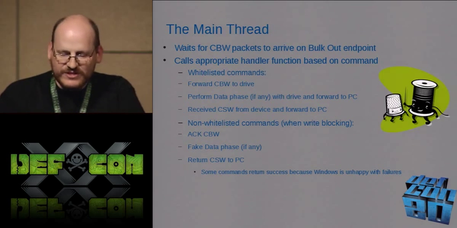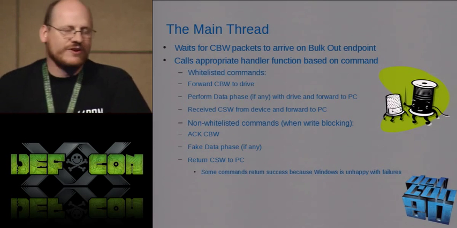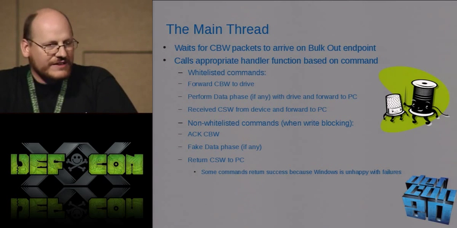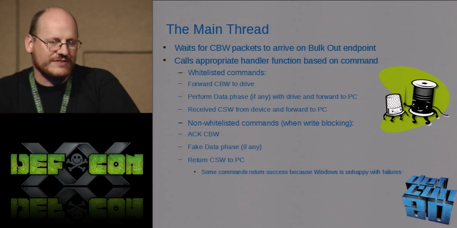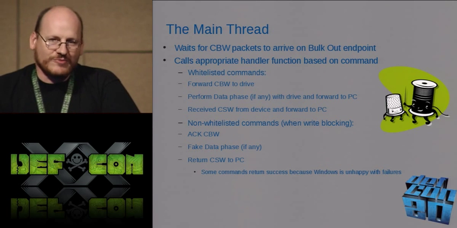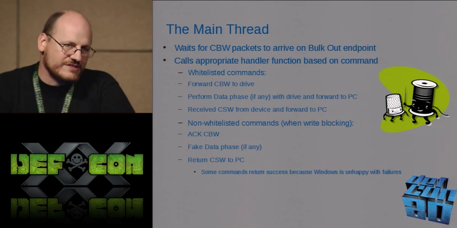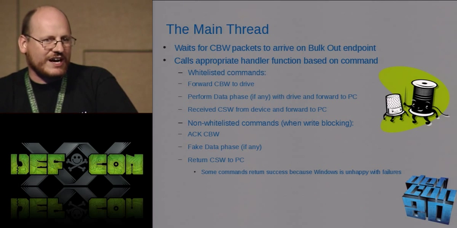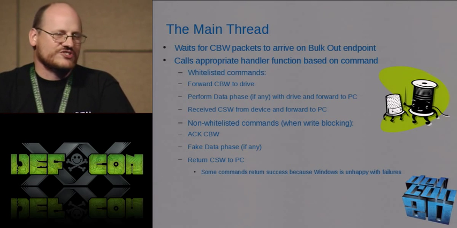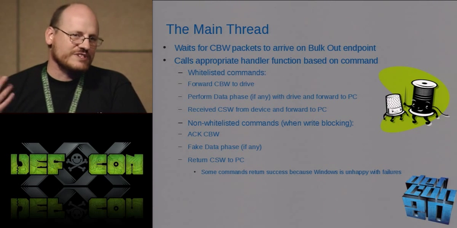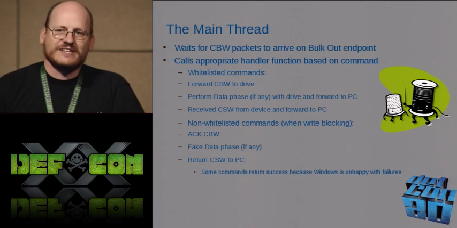All right. So the main thread sits around and waits for packets to come in. If it's a whitelisted command, it forwards it on. It forwards on things like command block wrappers, performs the data transport phase, does a little man-in-the-middle action, and does the CSW passing. If you're write blocking and there are non-whitelisted commands, it just says, yeah, I got your command, then does any sort of data transport phase, and then says, you're good.